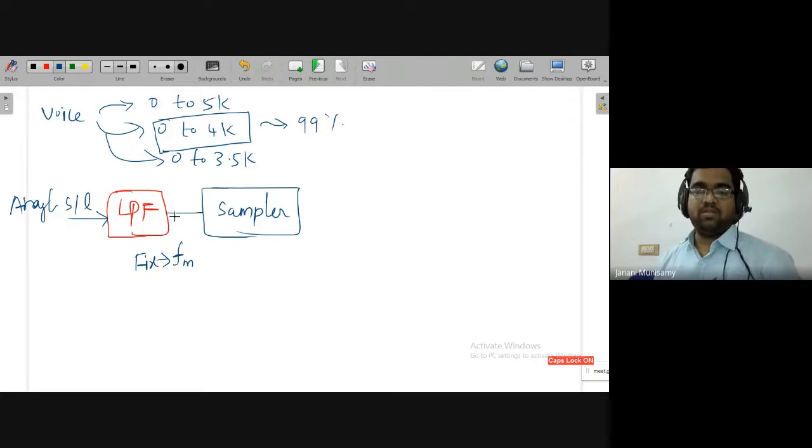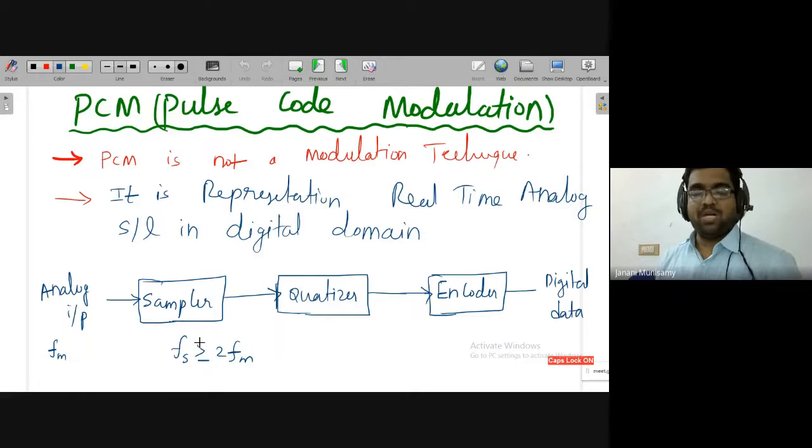You have to fix it, because based on that you have to set the sampler. If you are not using a low pass filter, you do not know what Fm is, and automatically you will be violating this formula. Once you violate this formula, that will create a problem at the receiver side. I'll tell you later what that problem is. Mostly, distortions will be there.